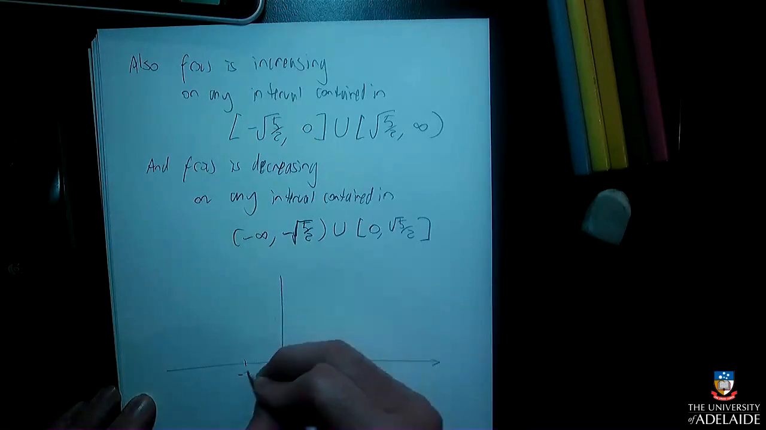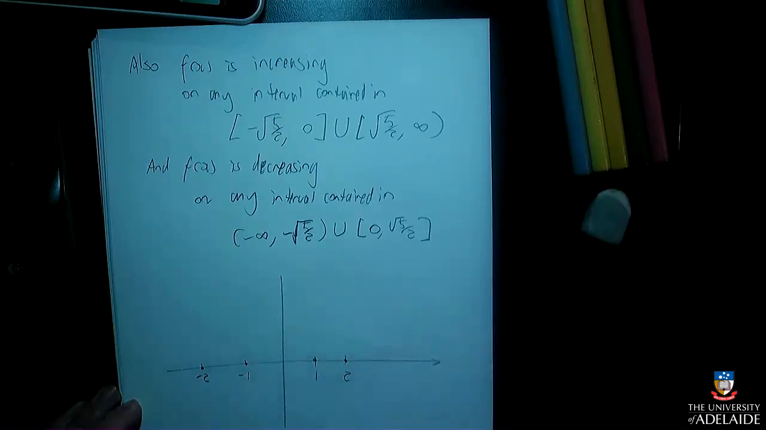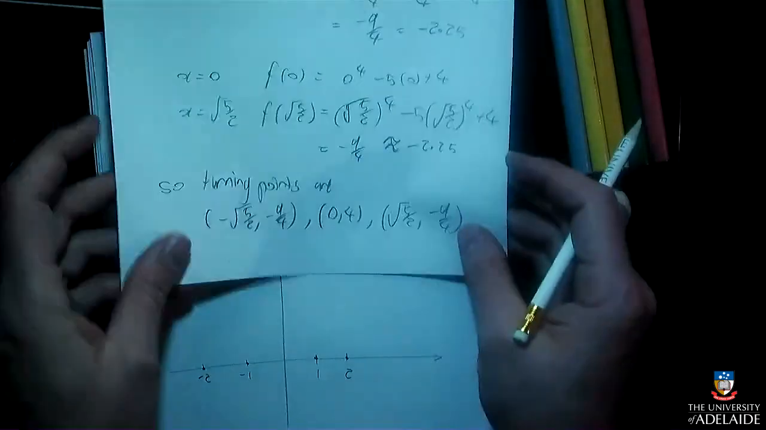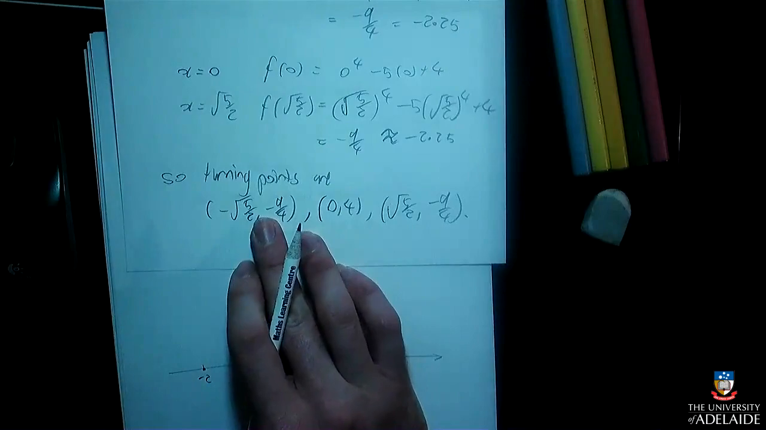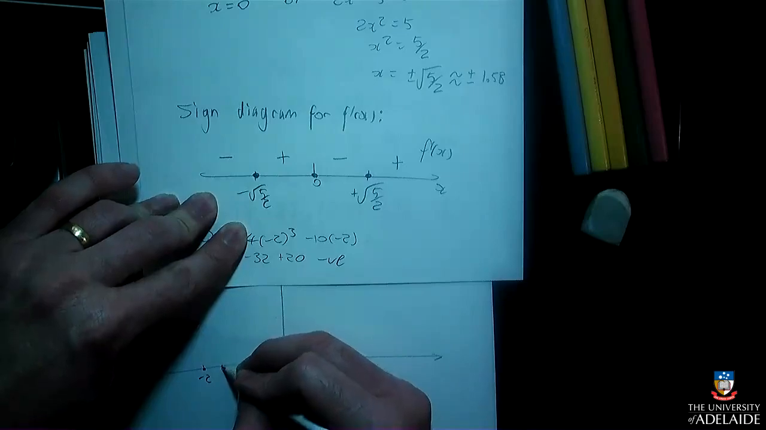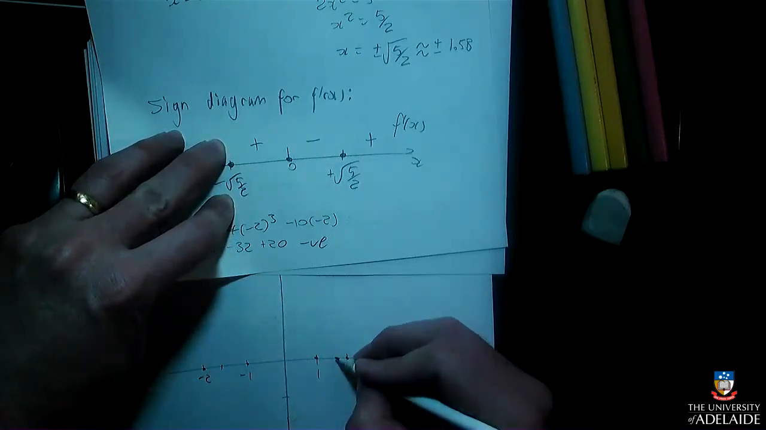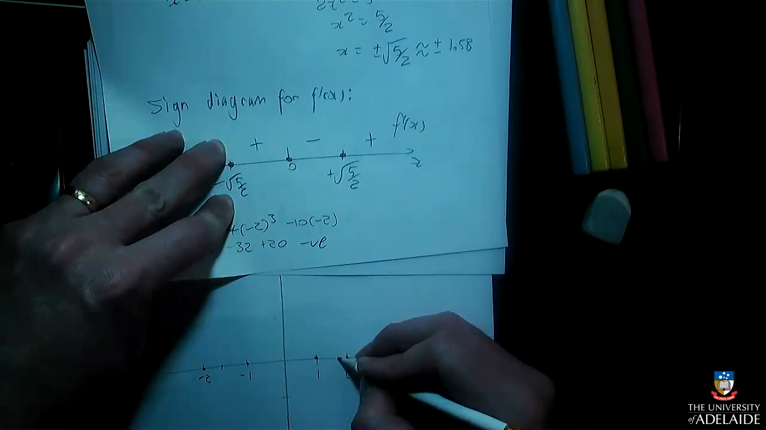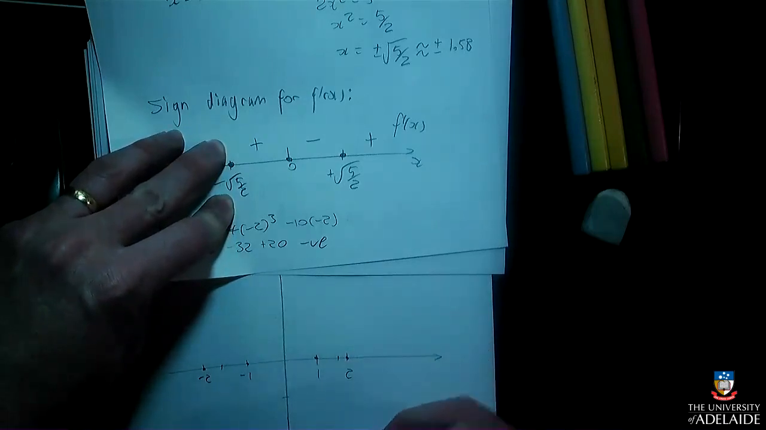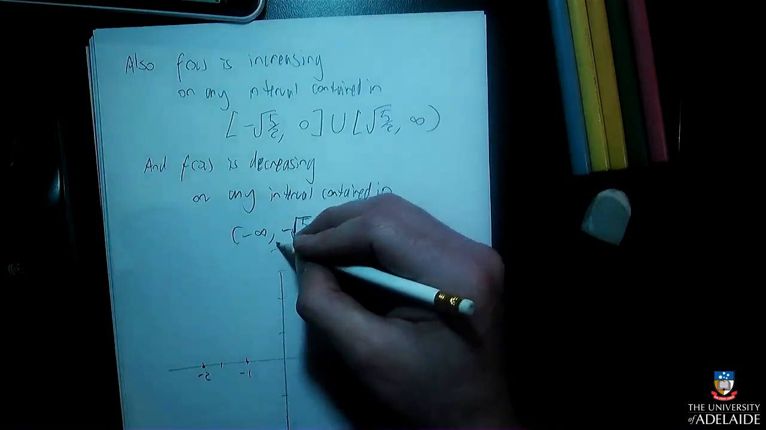So they're the x-intercepts. And I know that its turning points were at minus root 5 on 2, which was approximately 1.58, which is about here. And the y-coordinate was minus 2.25. So 1, 2, about here. And then the y-coordinate, same deal over here. And the other turning point was at 0, 4, which is 1, 2, 3, 4, about there.